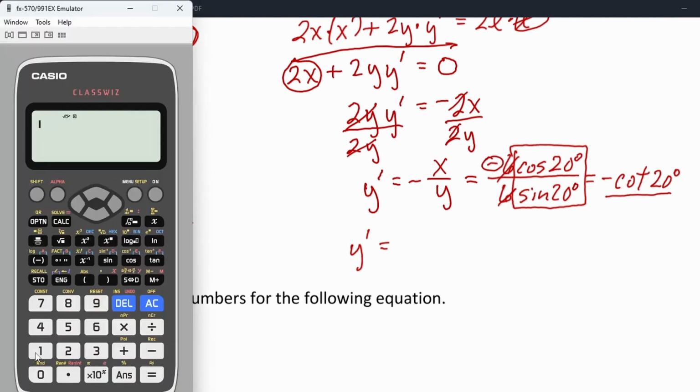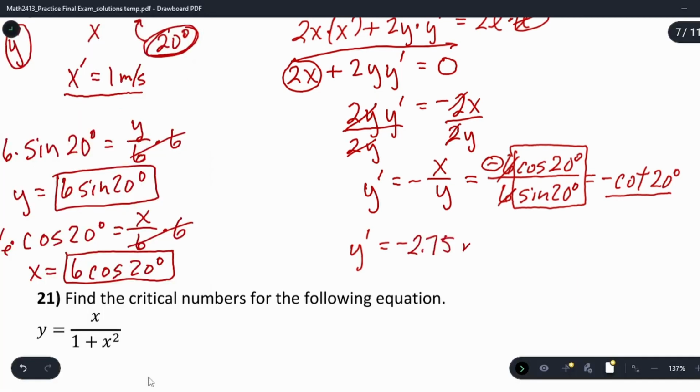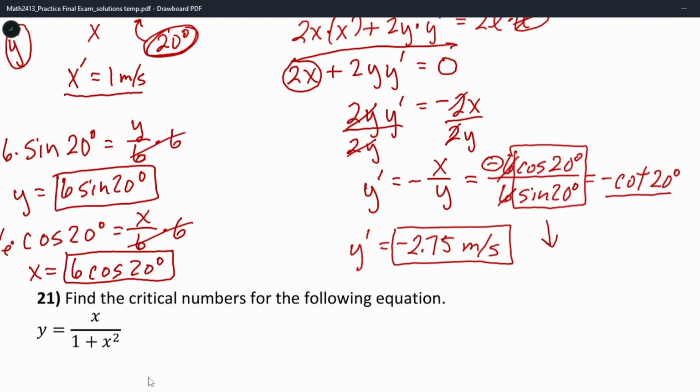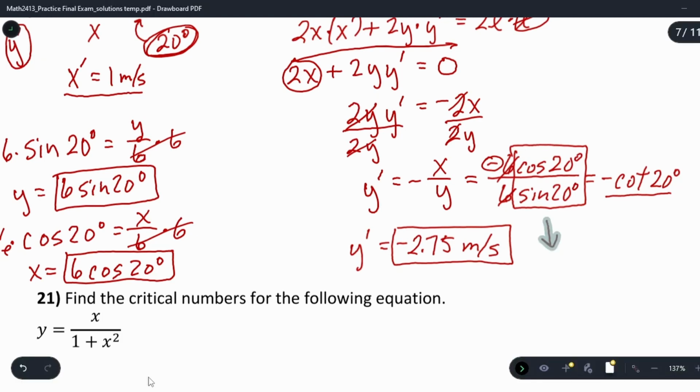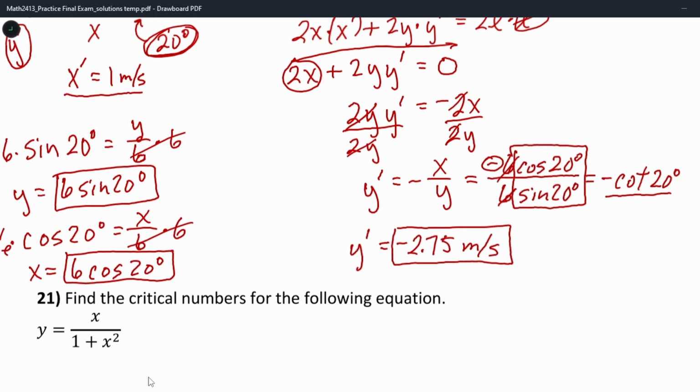All right, here we go with our class whiz. In degree mode, we're going to say negative fraction, cosine of 20 divided by sine of 20. Rounded, that's going to be negative 2.75. Again, the units here would be meters per second. And it is negative because that length is decreasing. The man is moving in a downward direction, and his rate of change is negative 2.75 meters per second.